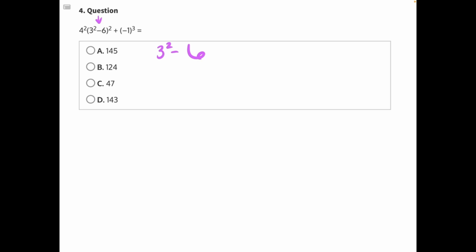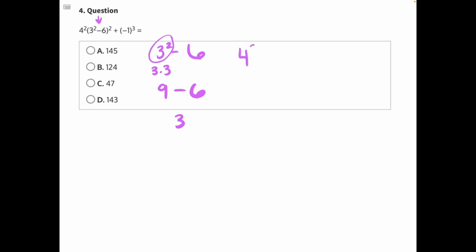There are no parentheses, but there is an E for exponents, so let's resolve 3 squared is 3 times 3, or 9. There's no multiplication or division, so we're on to A and S, which is addition and subtraction. 9 minus 6 will give us 3. So now we can plug that back in.